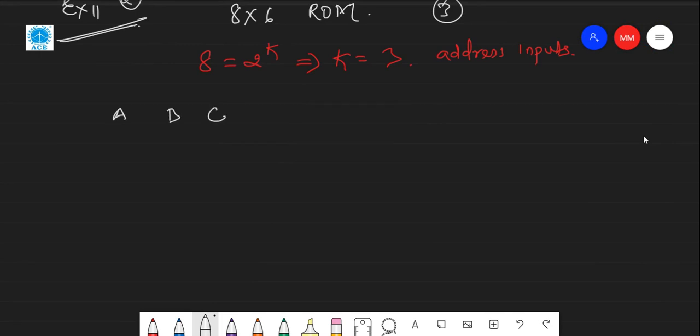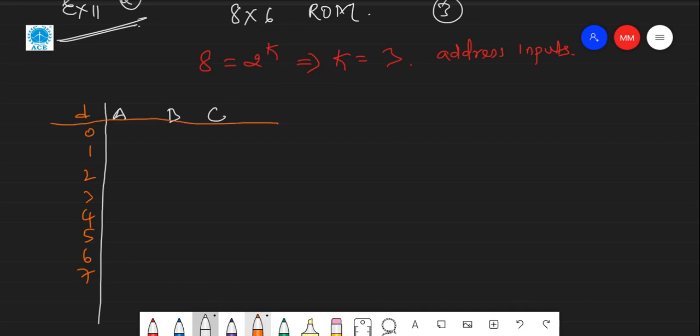A, B, C. In this case I'm taking A, B, C. After this we will draw the design. Now if I take decimals, 0, 1, 2, 3, 4, 5, 6, 7. So values will be 0 0 0 0 1 1 1 1, 0 0 1 1 0 0 1 1, 0 1 0 1 0 1 0 1. I remember it like this.